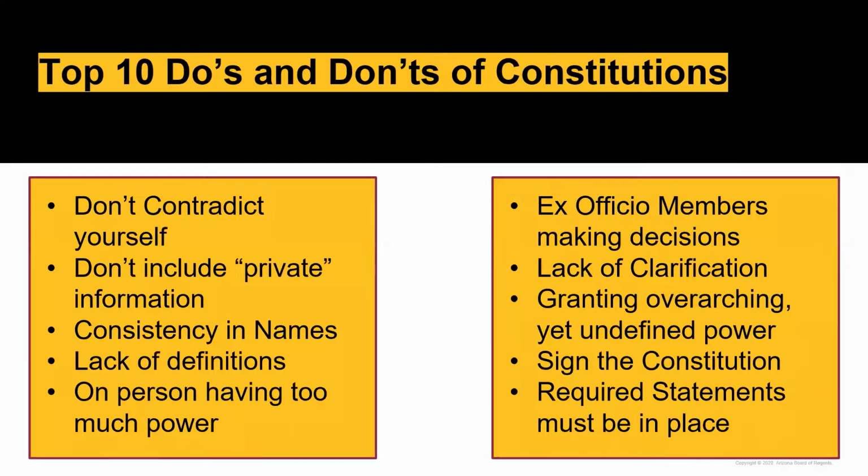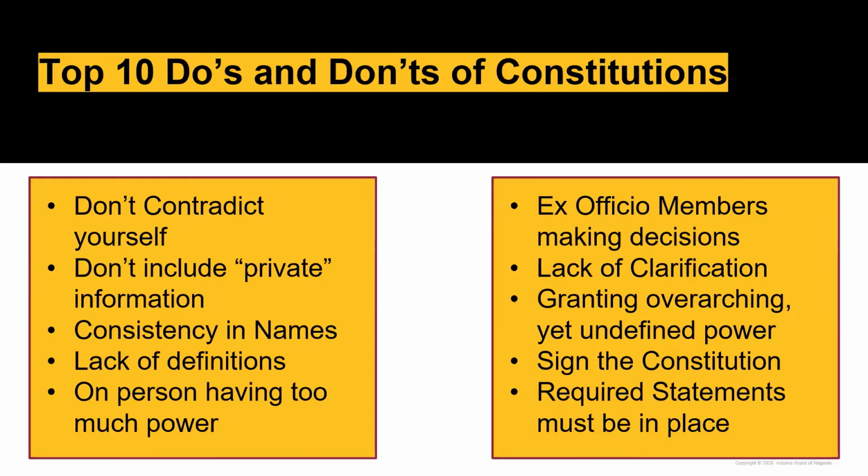Additionally, ex officio members should not be making decisions for the organization. They are typically non-voting members. The advisors to your organization are often ex officio members. Obviously, there may be some exceptions to this depending on how your organization is set up, but make sure you define that in the Constitution so it's understood why they have that power. If they are an ex officio member, they can be involved in the process, but they should not be the ones making the decision. Again, we come back to this idea also of granting overarching yet undefined power. The president should not be able to ban a member just because they dislike them. So make sure you're defining things and defining roles and terms.